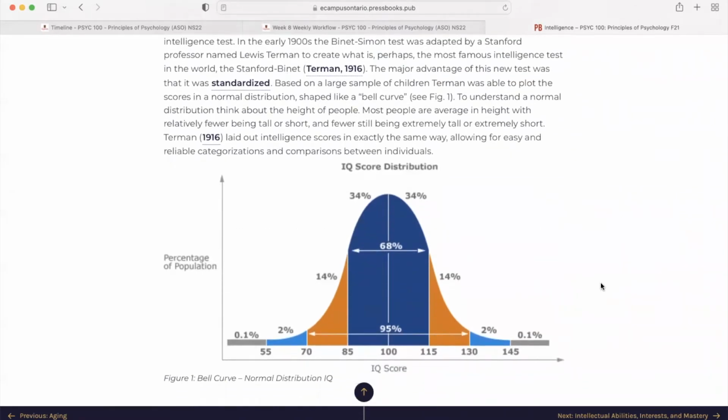To understand a normal distribution, think about the height of people. Most people are average in height, with relatively fewer being tall or short, and fewer still being extremely tall or extremely short. Terman, in 1916, laid out intelligence scores in exactly the same way, allowing for easy and reliable categorization and comparison between individuals.